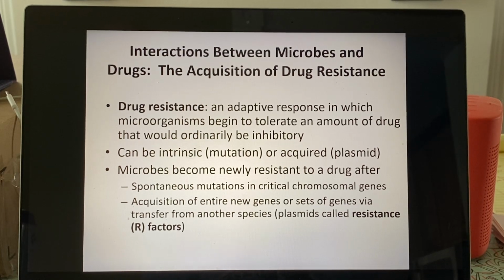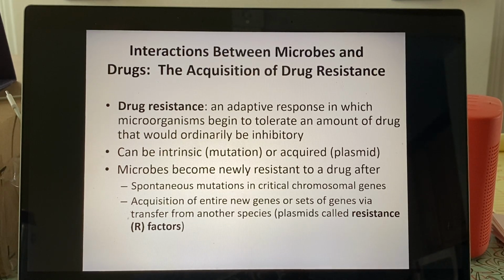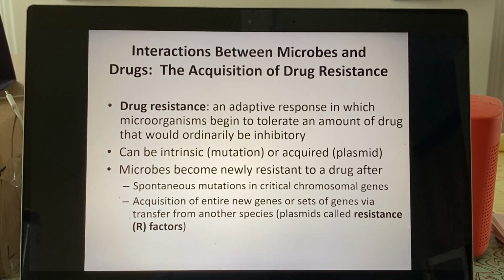Anyway, the definition of drug resistance is when the microorganism, and I'm mostly going to refer to bacteria, so I'm just going to say bacteria here, begins to tolerate an amount of drug or antibiotic that normally would either inhibit or kill them. So there are two main ways that bacteria can have this happen.